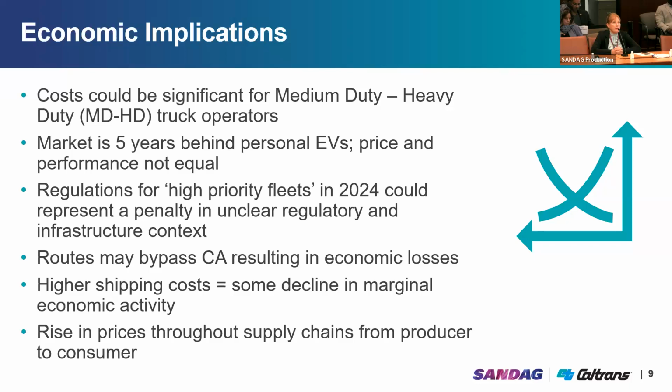There was concern that routes might bypass California, perhaps entering the United States through Arizona instead, where the regulations are less stringent. And higher shipping costs could lead to some decline in marginal economic activity. And I know this dovetails well with Tim's presentation. He also mentioned that the rise in prices throughout the supply chain extends from the producer to the consumer.